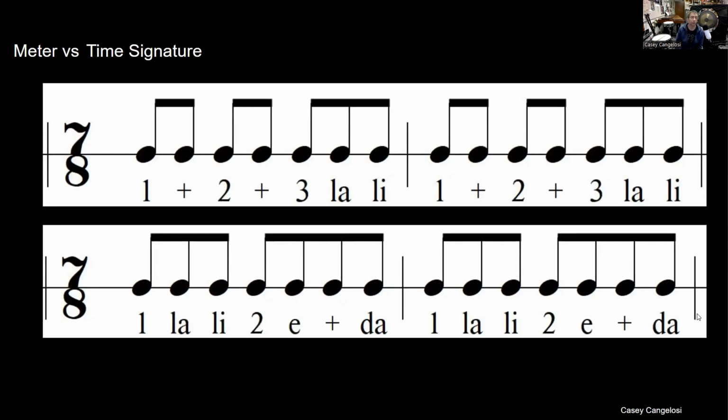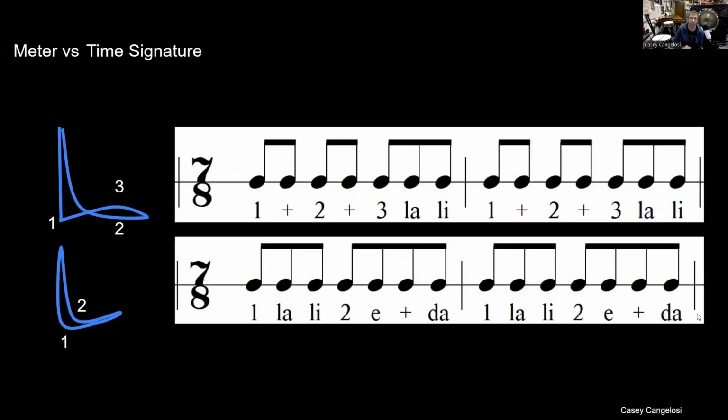The top one you will count 1 and 2 and 3 la li, 1 and 2 and 3 la li, and it's going to be probably conducted in that as well. 1 and 2 and 3 la li, 1 and 2 and 3 la li. As opposed to the bottom example, 1 la li, 2 e and a, 1 la li, 2 e and a. The meter does affect how you count. So again, this will correspond to how the conducting pattern should be.